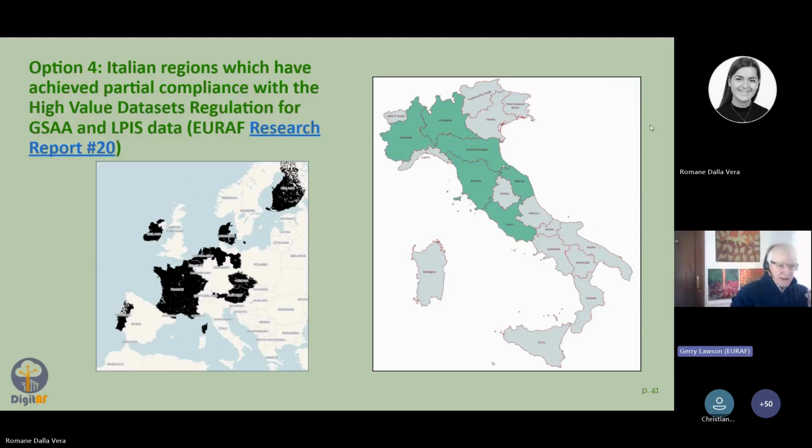Even a country like Italy is almost there in terms of some of the northern regions, but the southern regions don't have quantified CAP information. So the DigitAF project is building up a centralized database from those countries where the information is available and providing an API for that parcel-based information to be downloaded. Next slide.